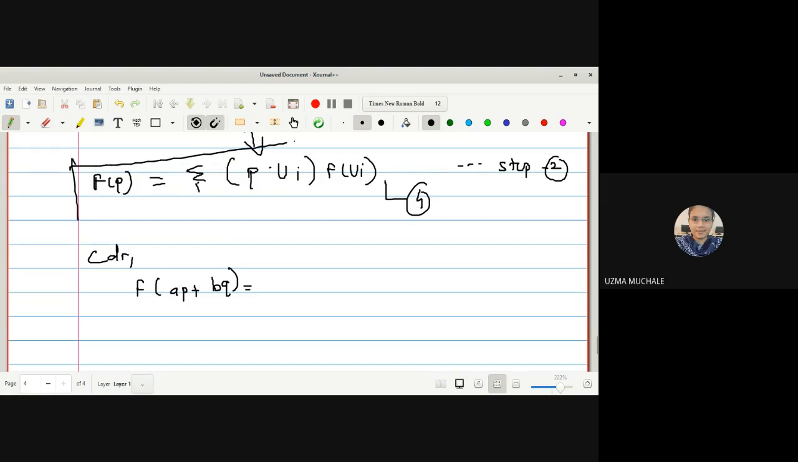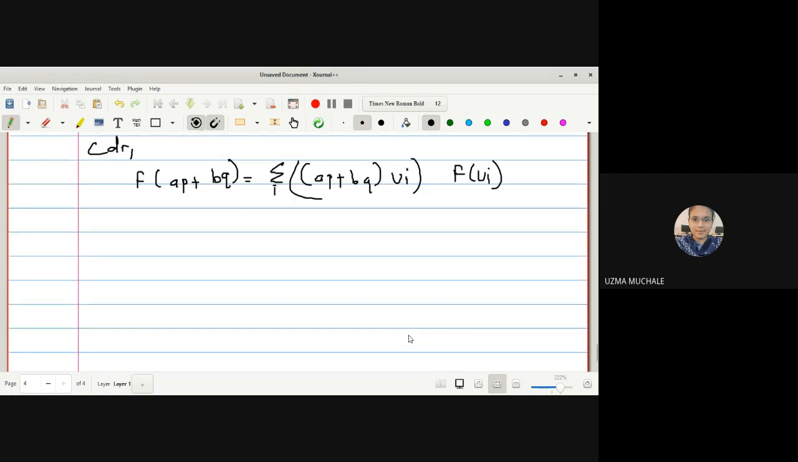What is this equation? This is nothing but your Fp. You can make use of equation 4, and in place of p we have ap plus bq. It can be written as summation over i of ap plus bq dot product with ui times Fui. Is it okay with this one? Yes, ma'am. To prove linearity, that's why we have considered AP plus BQ. So this step, equation 4, we have derived so that we can prove the linearity very easily. This summation you just have to expand and you can get the result.